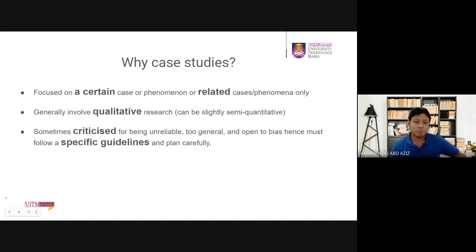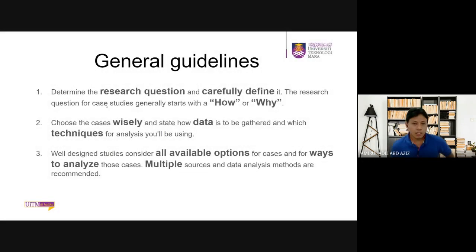Okay, but all that can be overcome if you follow specific guidelines. Okay, which we will go through now. So we'll go through the general guidelines first before we get into the more specific ones. Okay, first you have to determine the research question and carefully define it. Okay, your question has to be clear and correspond to a particular case. Okay, don't be too broad, you must carefully define it.